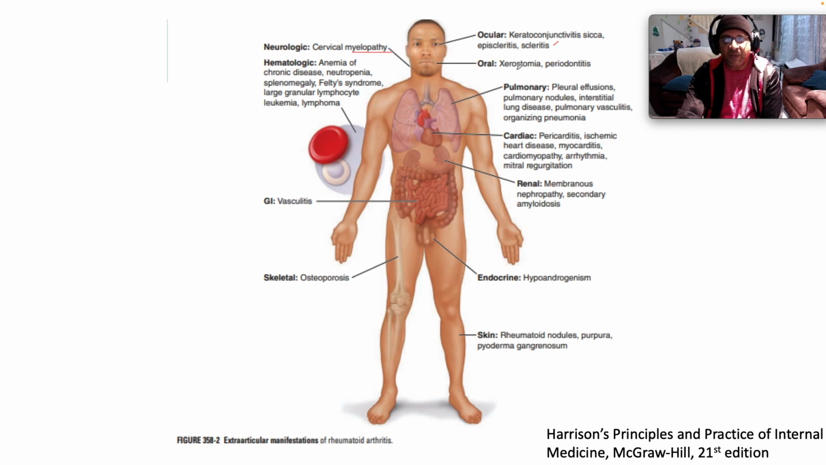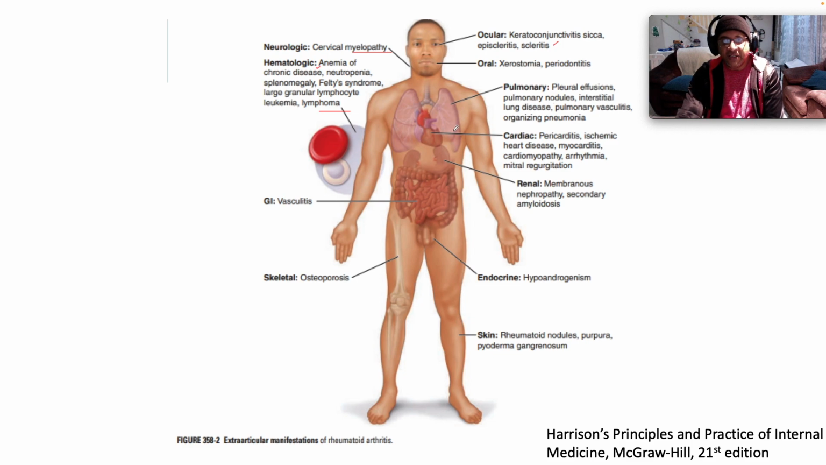In the mouth, you may have xerostomia, speaking to Sjogren's, and periodontitis. Hematological, you can have anemia of chronic disease, neutropenia if you have Felty syndrome, splenomegaly, large granular lymphocytic leukemia, and lymphoma. Watch out. The lungs are affected in the way of pleural effusions, pulmonary nodules, which we call Kaplan syndrome, interstitial lung disease, pulmonary vasculitis, organizing pneumonia.